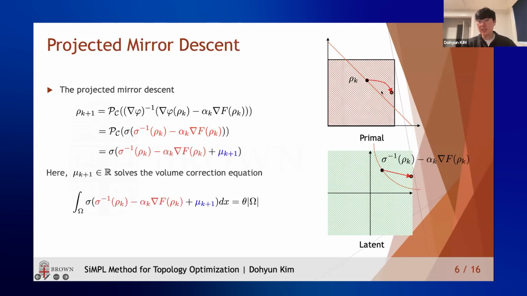Then because of the volume constraint, we also have to do the projection here. This volume projection is just a scalar equation that we solve to satisfy the volume constraint like this. So we do something similar to the gradient descent method, but we are doing it in the latent space, and then we realize the density by using the sigmoid function.